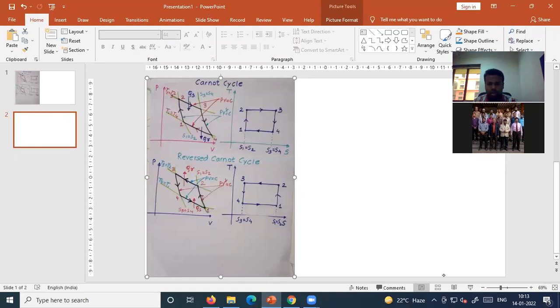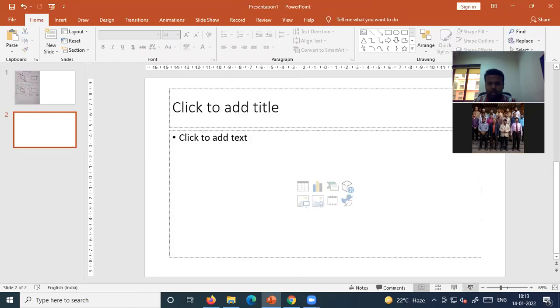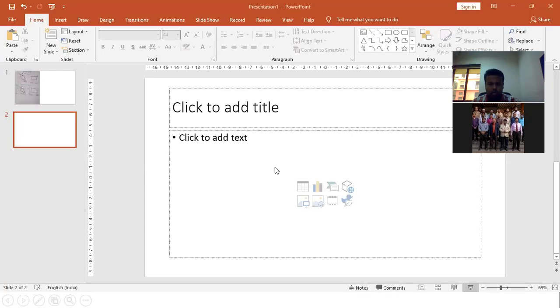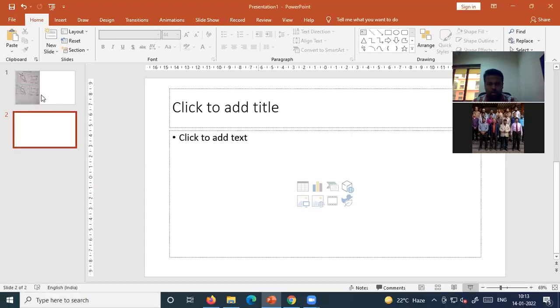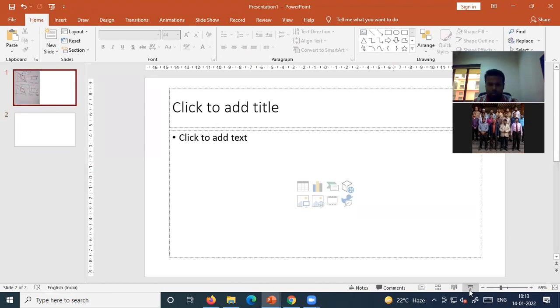Okay, so let us start. Now we will calculate the COP of the refrigerator which works on the Carnot cycle. Okay, so for that I will just write down the expression. Just a minute. Okay, I will start sharing my screen.